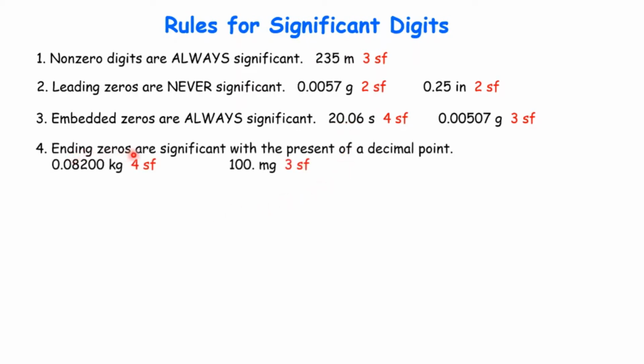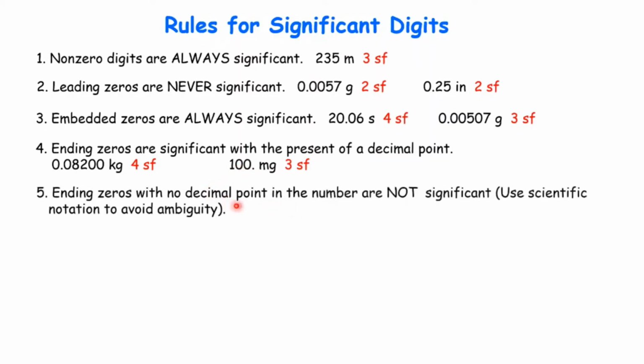If they are ending zeros, then we need to be careful. You need to pay attention to whether there's a presence of a decimal point. If there is a decimal point, then the ending zeros are significant, like in this one. The decimal point is right here, so these 2 ending zeros are significant. That's why 1, 2, 3, 4, that's 4 sig figs. And here, 100. milligrams, that's 3 sig figs because of this decimal point. So these 2 ending zeros are significant.